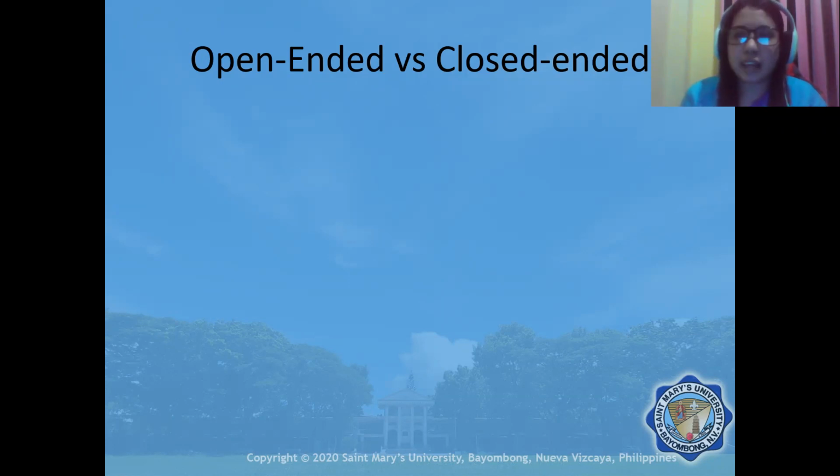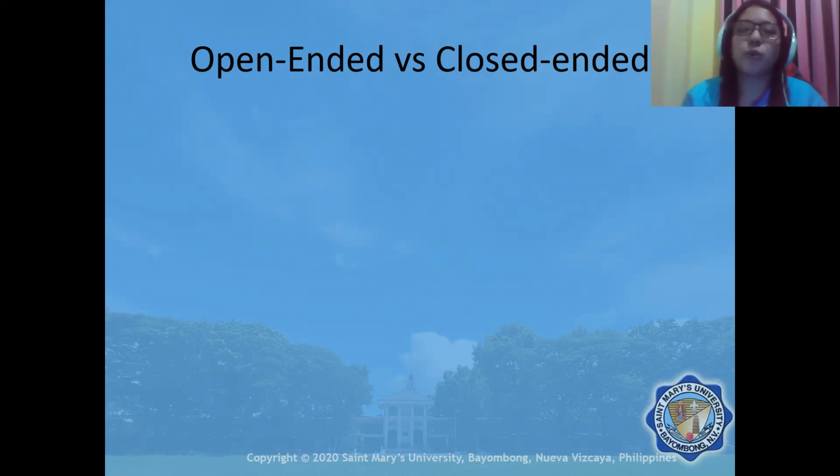While for open-ended, we usually use open-ended questions for items that require an essay type of answer. For example, you are asked to describe yourself. There are different ways to describe yourself, so it is open-ended. We also do not have an idea of what the response of the respondents will be to open-ended questions.